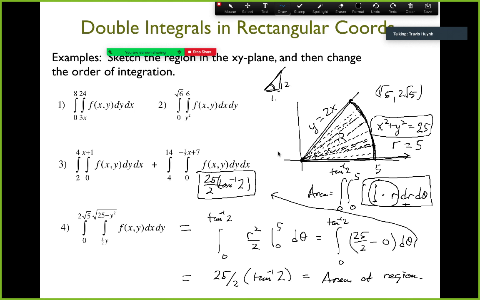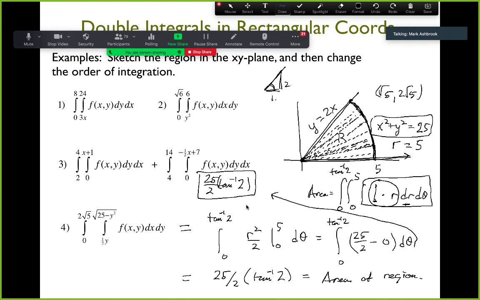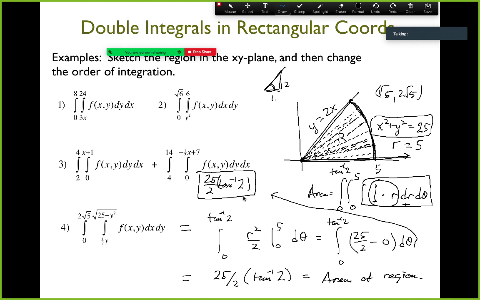And tangent inverse of 2, would you do that in radians? Yes. Since we're using tangent inverse, yes, this is a radian measure. When I plug that into my calculator, you have to have it in radians. Okay, got it. Definitely.